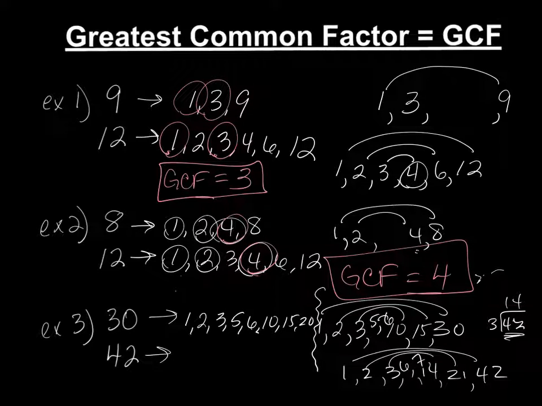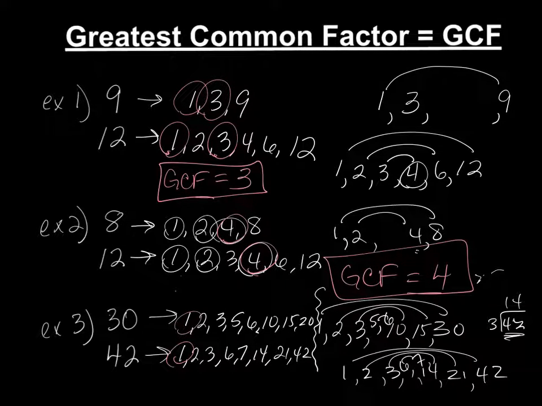So here I have all of my factor pairs of 42, and I can now list them in order. 1, 2, 3, 6, 7, 14, 21, and 42. Now I can compare my two factor sets. Which factors do they have in common?